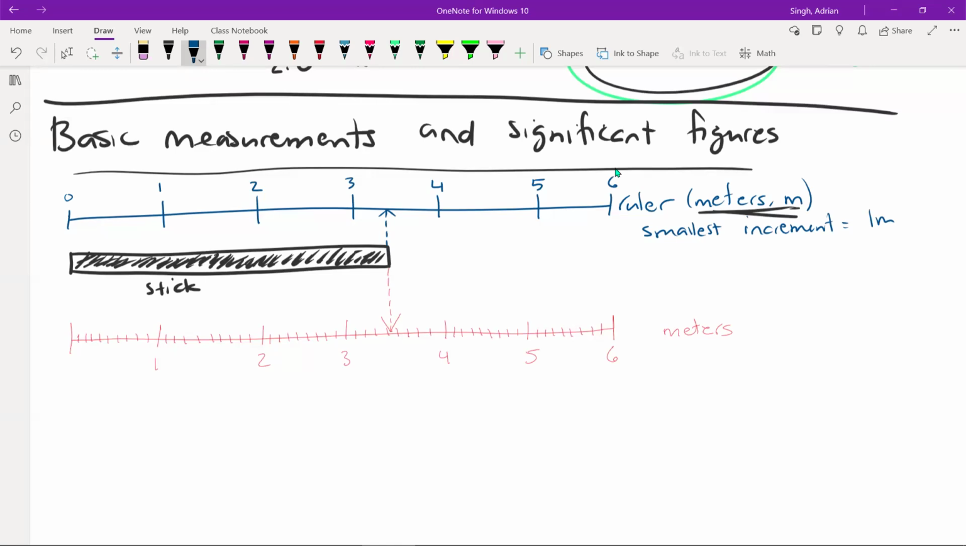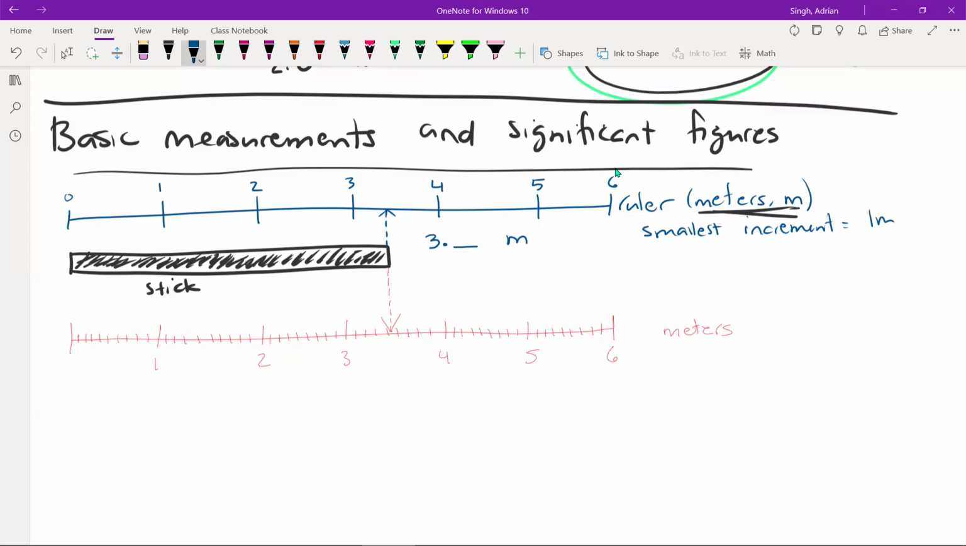So if we were to measure the length of the stick, what we can say is, without a doubt, that the stick is more than 3, but it's less than 4 meters. So we know that it has to be 3 point something meters, and an abbreviation for meters there is M. We'll talk about metric units next week, but for right now, let's just take a look at this. So we know for a fact that it's more than 3, but it's less than 4. So it's 3 point something. Now you get to estimate, because you don't have any other smaller guidelines or increments between the 3 and the 4. So you get to estimate how much between 3 and 4 it is.